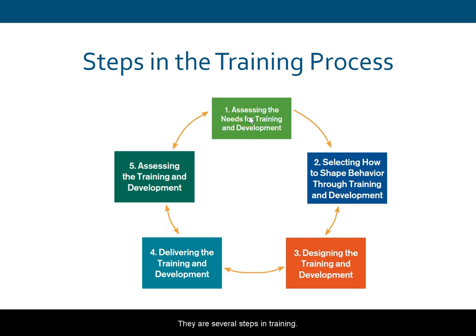There are several steps in training. Needs assessment identifies the types of training necessary, selecting how to shape employees' behavior in training, designing and selecting training methods. Moreover, assessing the training to determine if we have achieved our training goals. If not, return to step 1. The steps are so closely related and based on each other that they are commonly planned together before delivering the training. We will go over each of these steps in detail for the rest of the lecture.